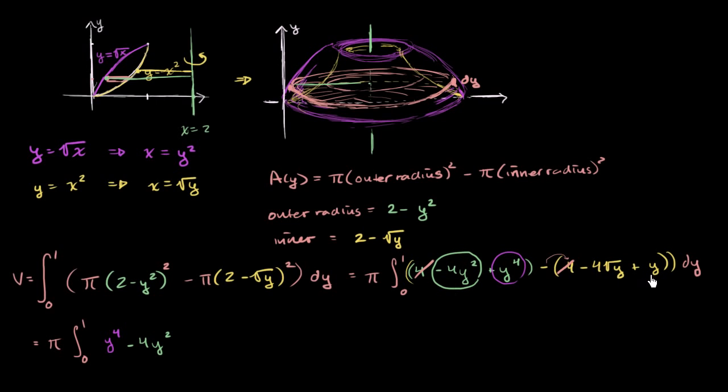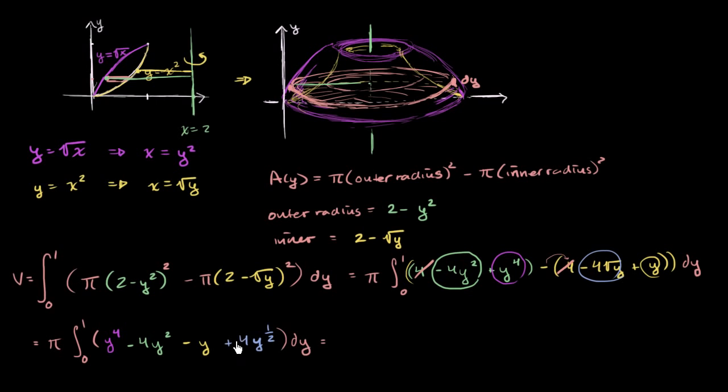And then we have this y, but we have to remember we have this negative out front, so it's a negative y. And then we have a negative times a negative, which is going to give us a positive 4 square roots of y. And actually, just to make it clear, when we take the antiderivative, I'm going to write that as 4y to the 1/2 power. And we're going to multiply all of that stuff by dy.